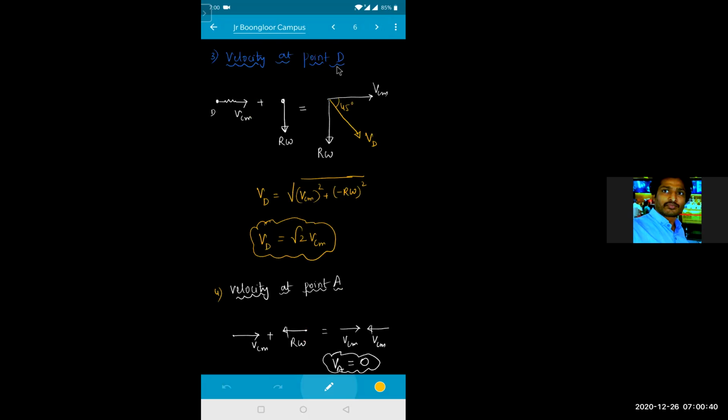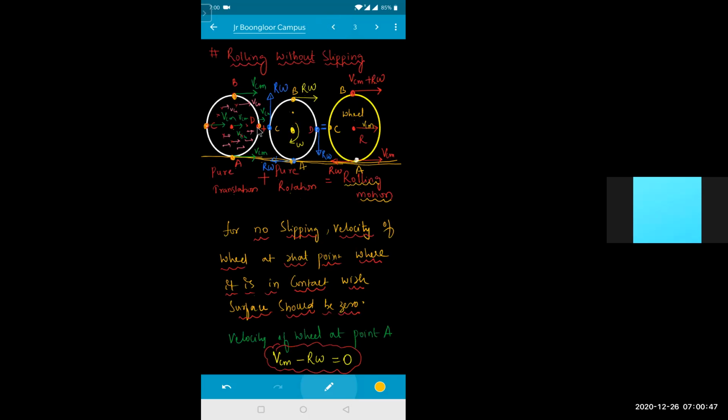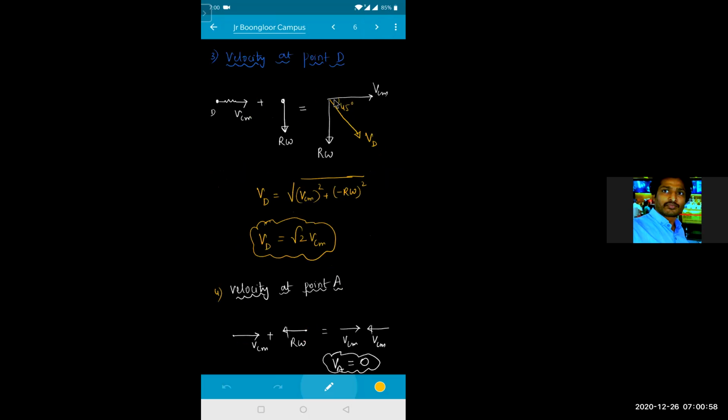In the same way, the velocity at point D. Where is the point D? This one. For point D, the velocity is in this direction. For rotatory motion, R omega is in the downward direction. See in the diagram: VCM in the front direction because of translatory motion, and R omega in the downward direction because of rotatory motion. You add these two vectors. So this is VCM, this is R omega, and this is the resultant velocity, that is VD.